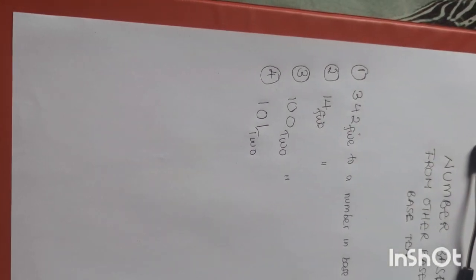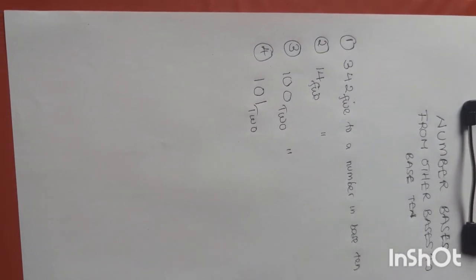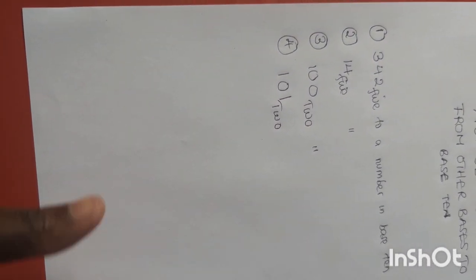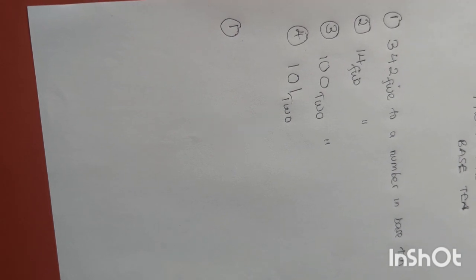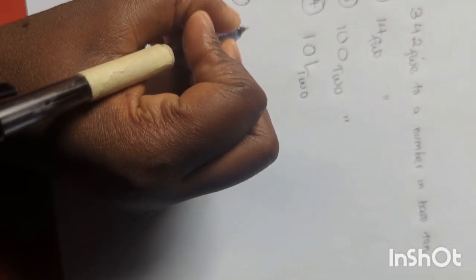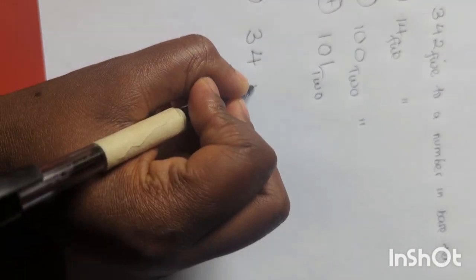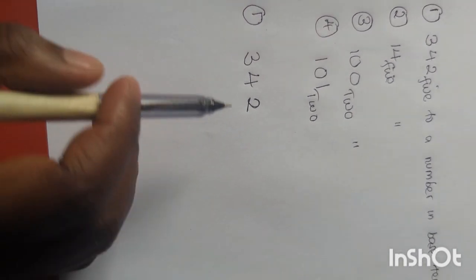It is very simple. If you master the technique used here, you will never have problems, whether it's in base 5 or base 2. So number 1, you're converting 342 in base 5 to a number in base 10. So you write the number the way it is, 342. Then from your right hand side, you start now. This number is in base what?